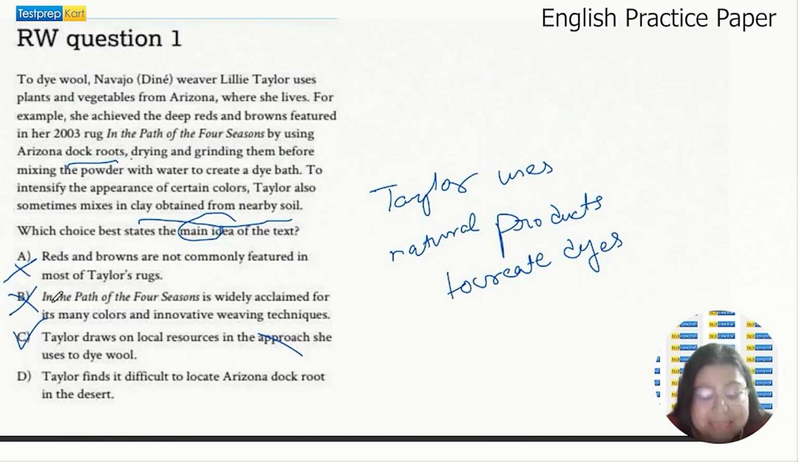All right, D. Let's just eliminate all the choices. Taylor finds it difficult to locate Arizona dock root in the desert. This is not correct because we already know that she uses Arizona dock roots as a dye. So D is again incorrect.